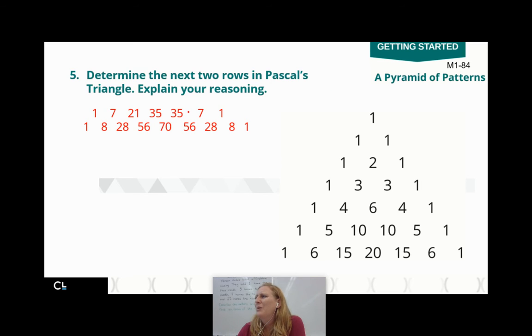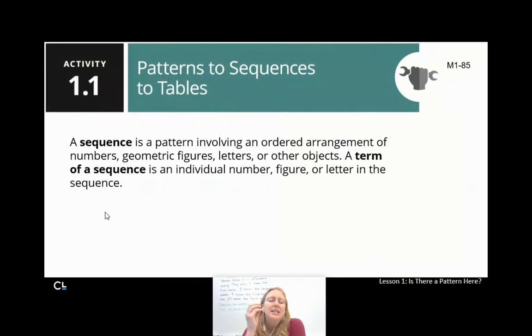Oh my gosh, my 21. There should be a 21 in there. I'm putting a 21 in there. There's a 21 in there. 35 plus 21 is 56. 21 plus 7 is 28. 7 plus 1 is 8, and then a 1 on the end. Sorry, I lost my 21. My bad. We wrote it down earlier. We just lost it this time around. No big deal. We fixed it. Yay, us. So a sequence, if we flip over to page 85, here's some bold terms we should know.